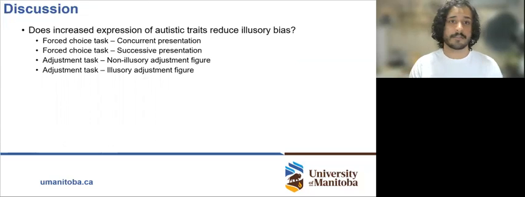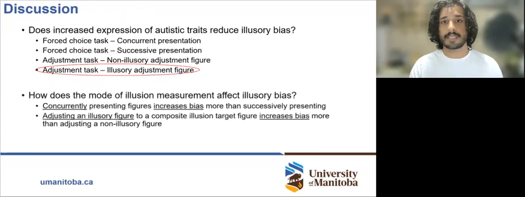The primary hypotheses of our study were that increased expression of autistic traits would reduce illusory bias in our tasks. And we found our hypothesis to be rejected in every instance except when participants adjusted a Müller-Lyer figure to match a target Müller-Lyer figure of the opposite orientation. In this task, increasing autistic trait expression coincided with a more accurate adjustment.